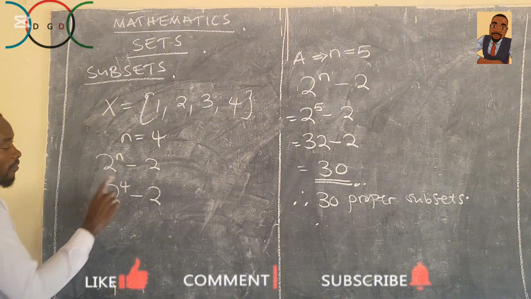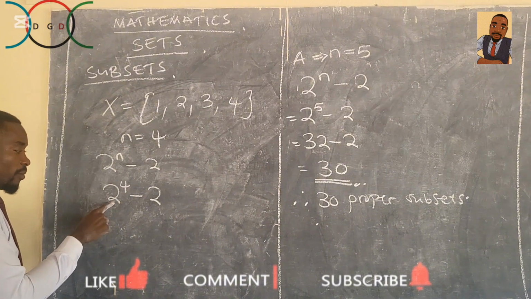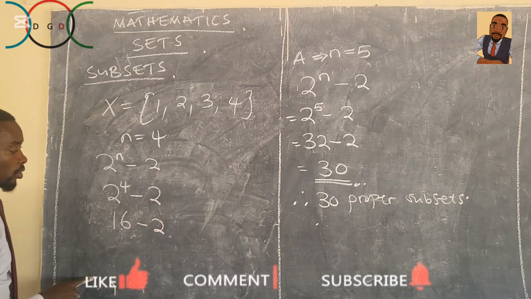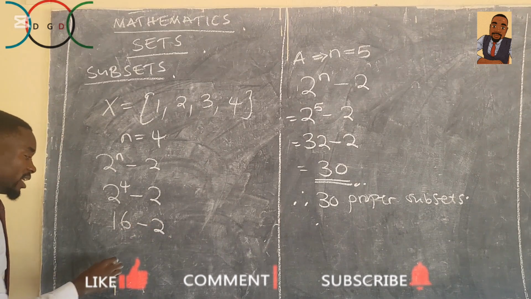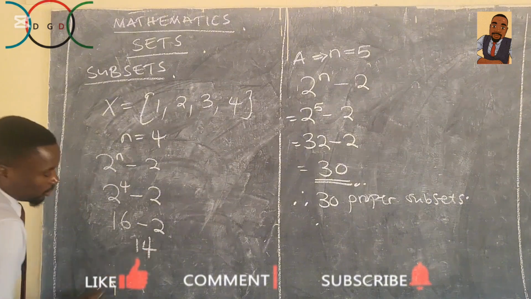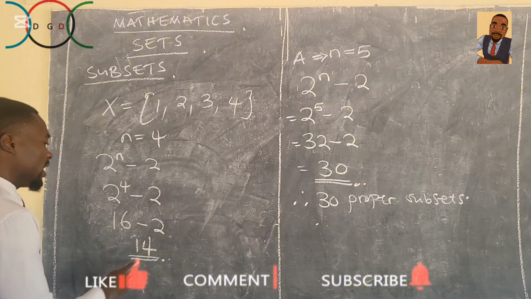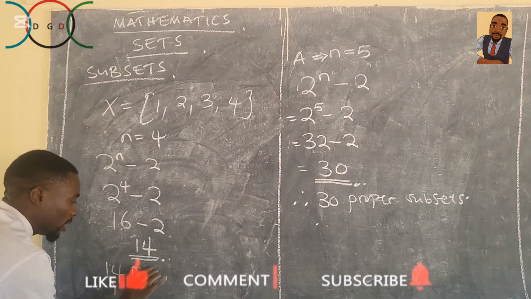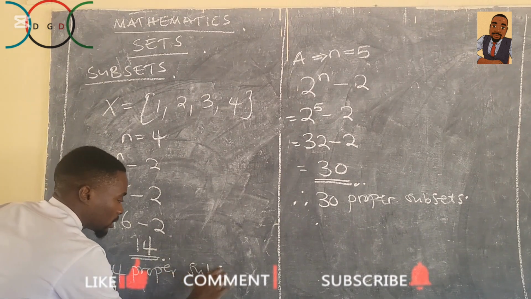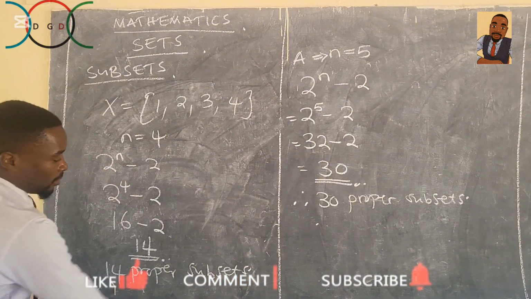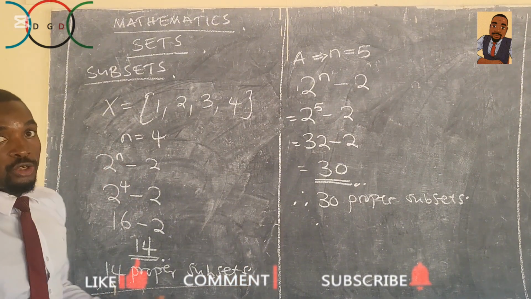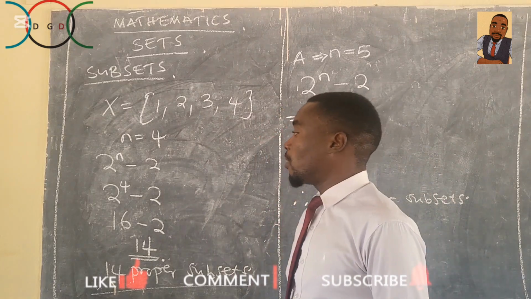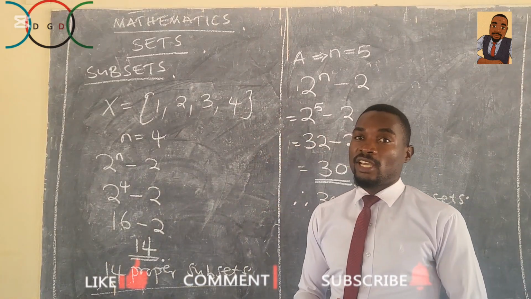So what is 2 to the power 4? 2 to the power 4 simply means you are multiplying 2 by itself 4 times. So we are going to get 16 minus 2. What is 16 minus 2? We get 14. So we can conclude by saying this set X has got 14 proper subsets. In short, this is basically how you determine the number of subsets and the number of proper subsets if you are given a set.